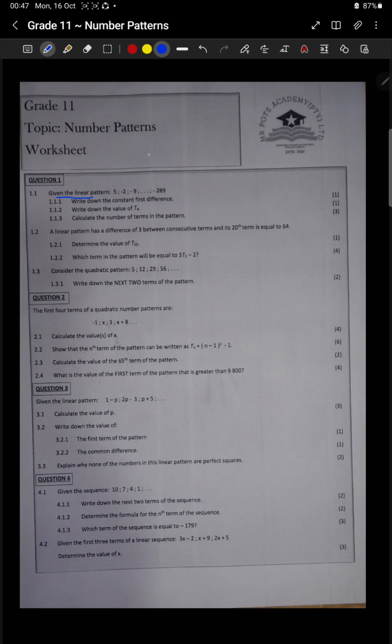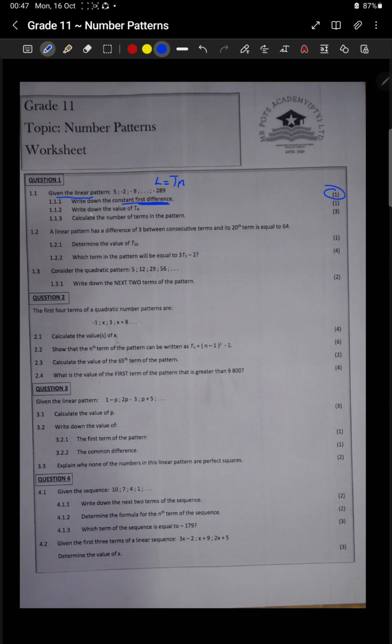-2, -9. We've got the first 3 terms as well as the last term. The last term, guys, is equal to Tn. Okay, so you must take a note of that. And then in the first question they say write down the constant first difference. Of course, they just say it is linear. All right, so that means we're going to just try to work out the constant first difference. That's all, nothing much, and it's all for 1 mark.